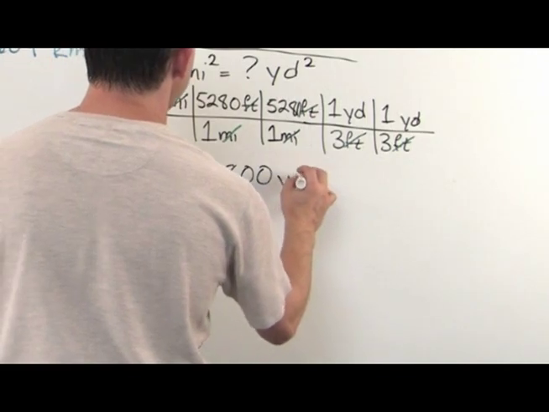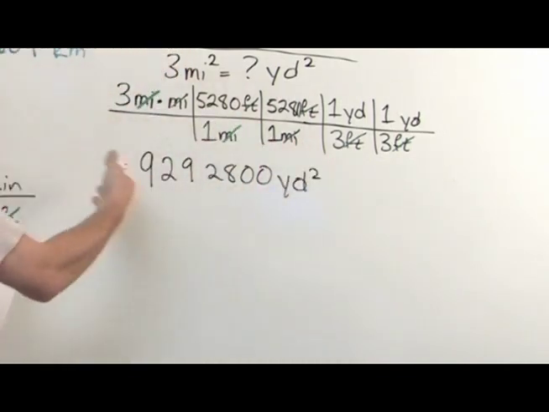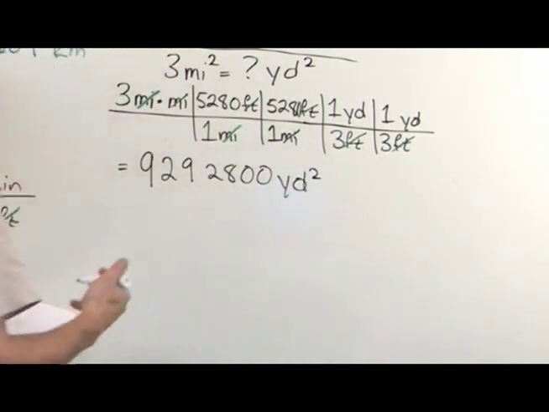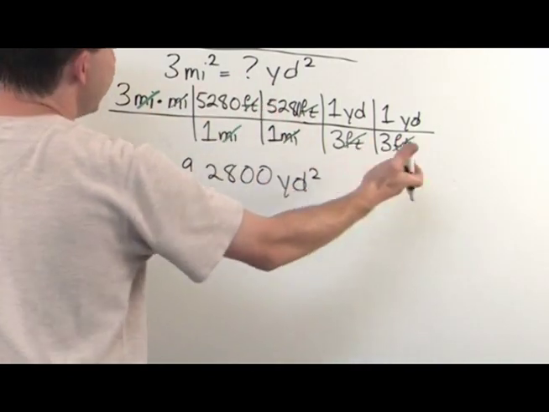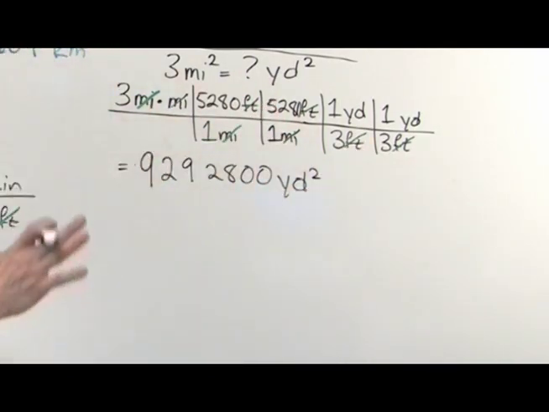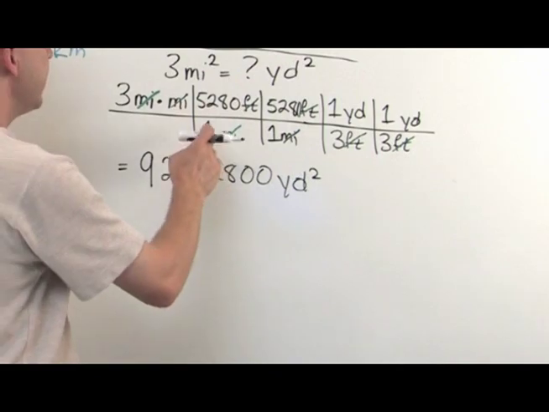9,292,800 yards squared, or square yards. So it's a big number. The number is really of no significance here. I just wanted to show you how to do that. You can go any number of ways to convert units. It depends on what you know.